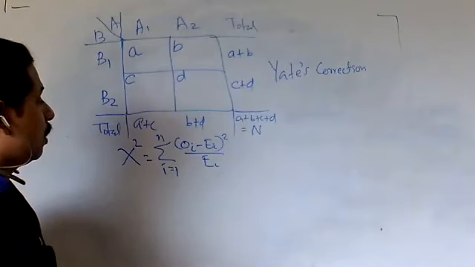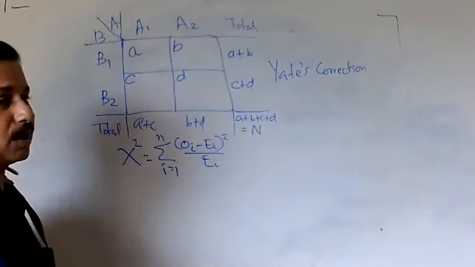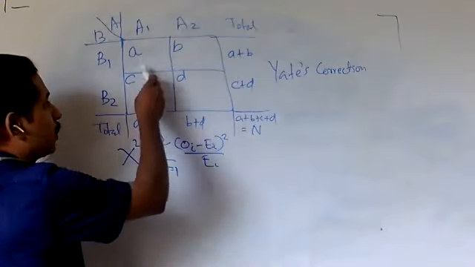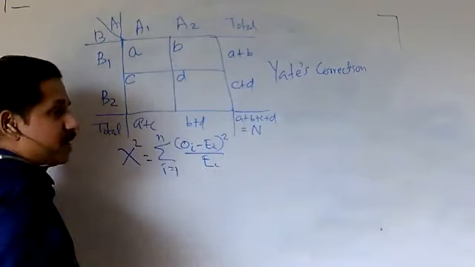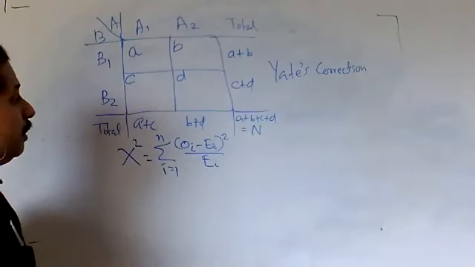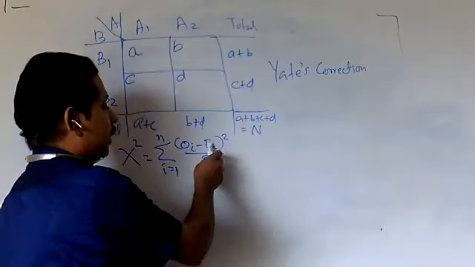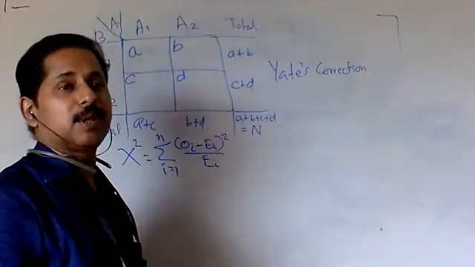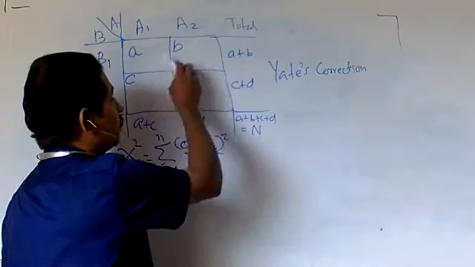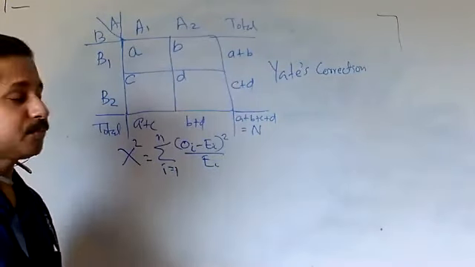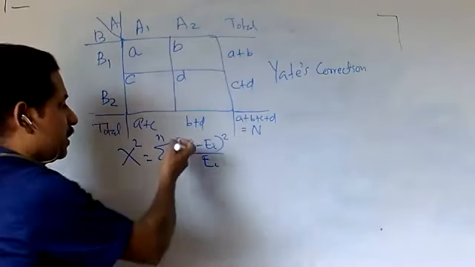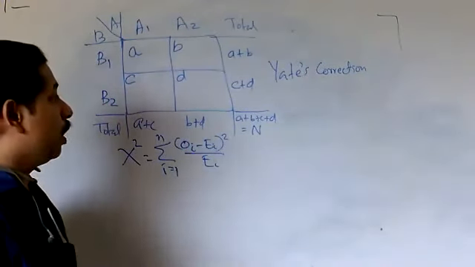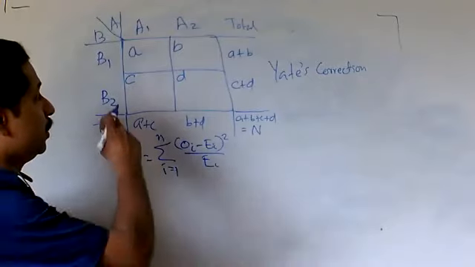Here what is Oi? Oi means the observation in the ith cell, or the observed values. Here the observed values are A, B, C, and D. And we must find out Ei. Ei means the expected values. So we have to find out the expected value for each of these cells. The observations are given, so no problem, but you have to find out the expected values. So how do we find the expected values?